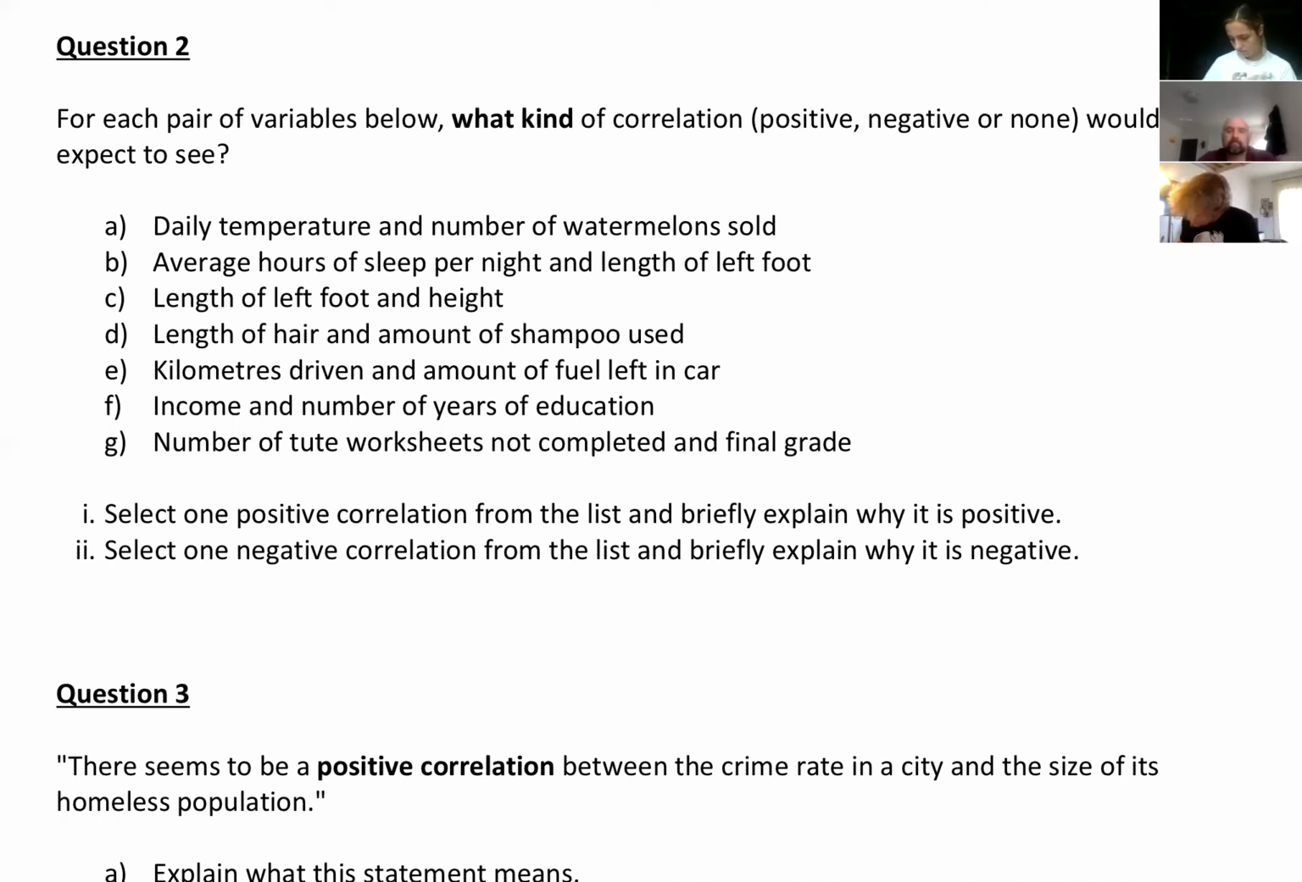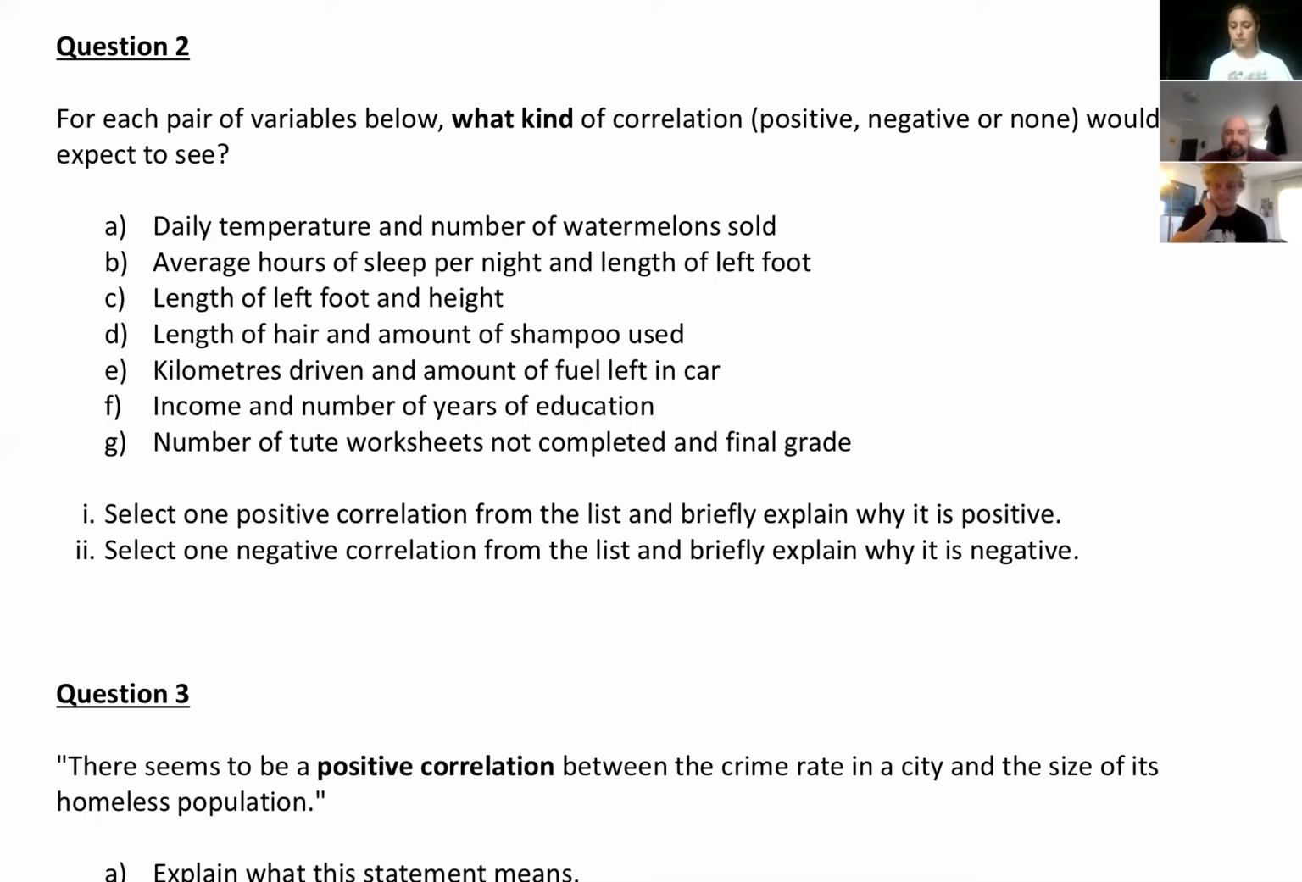So when you're choosing your positive correlation to explain, don't choose that one. Choose a different positive correlation from the list. There are other ones there. So choose a different positive correlation to explain why it's positive. Choose a negative correlation as well from the list and explain why it's negative. So that's question 2. Any questions about what you have to do for any of the worksheet now?